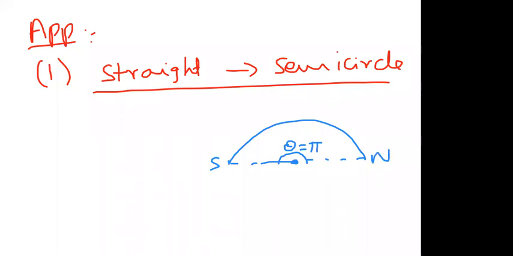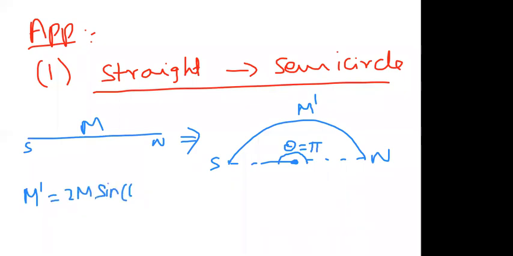So here, what happens? First the straight magnet is there, south pole, north pole, magnetic moment M. And now the magnetic moment is M dash, as it is bent in the form of a semicircle. Semicircle means the angle subtended at the center is pi. Now what is the formula? M dash is equal to 2m into sine theta by 2 by theta.